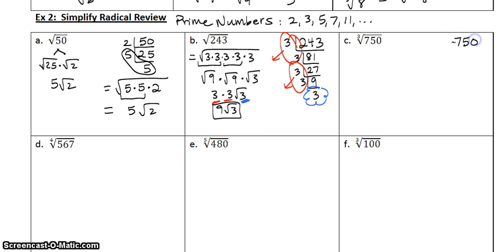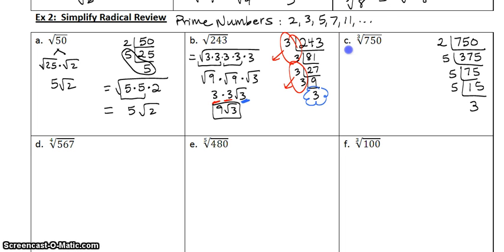So 750 can be divided by 2. The answer is 375. Can be divided by 5. The answer is 75. Can be divided by 5 again. The answer is 15. Can be divided by 5 again. And the answer is 3. Now, for this problem, it's actually a cube root.